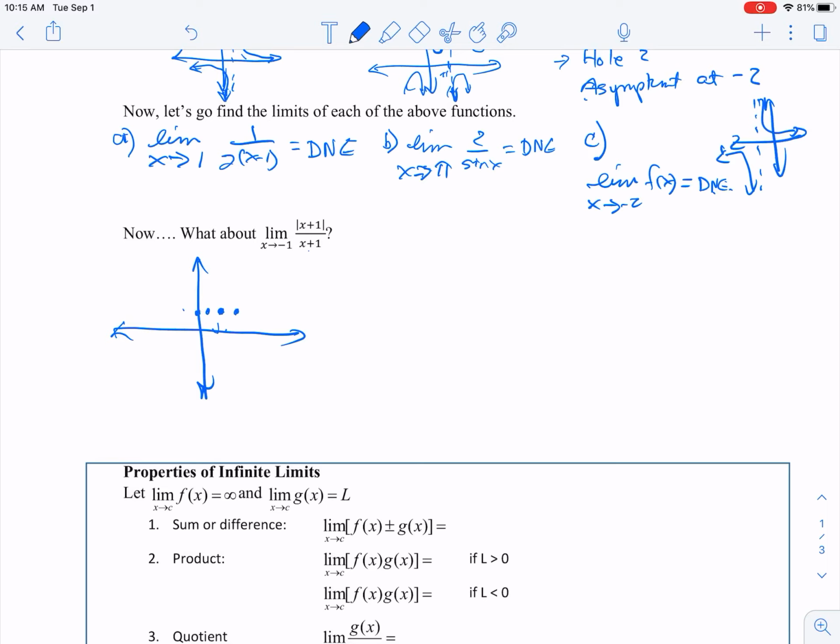When you plug in -1, it's not defined. So this is going like that. If I go over here, -1 is still undefined. When I plug in -2, you get -1, but you're taking the absolute value over -1. It equals -1. Okay, and you're going to find that the graph goes this way. So I have a jump at -1. So the limit there is equal to DNE because it's a jump and it's non-removable. Okay, something to keep in mind.